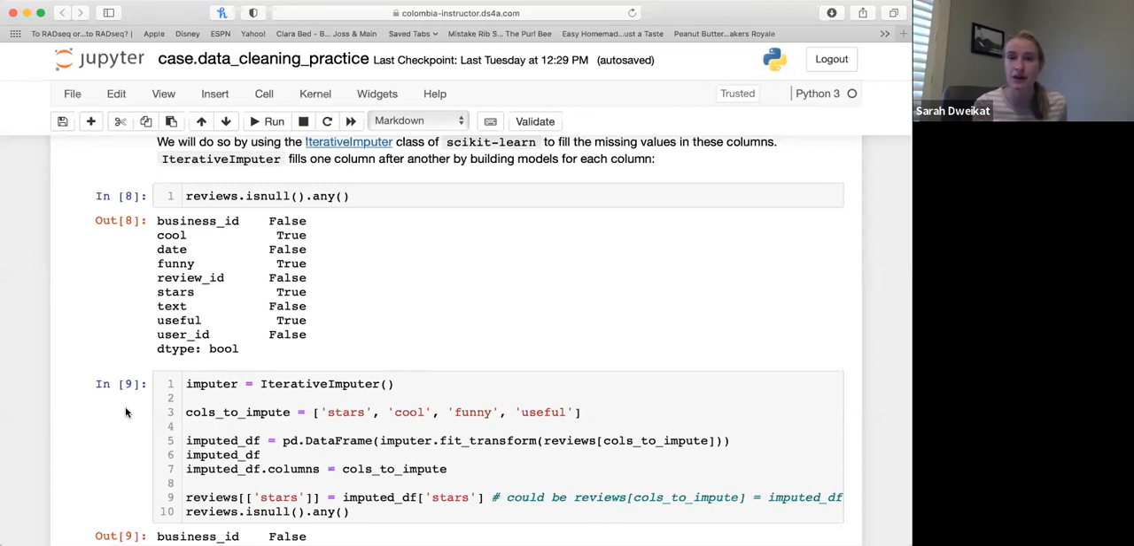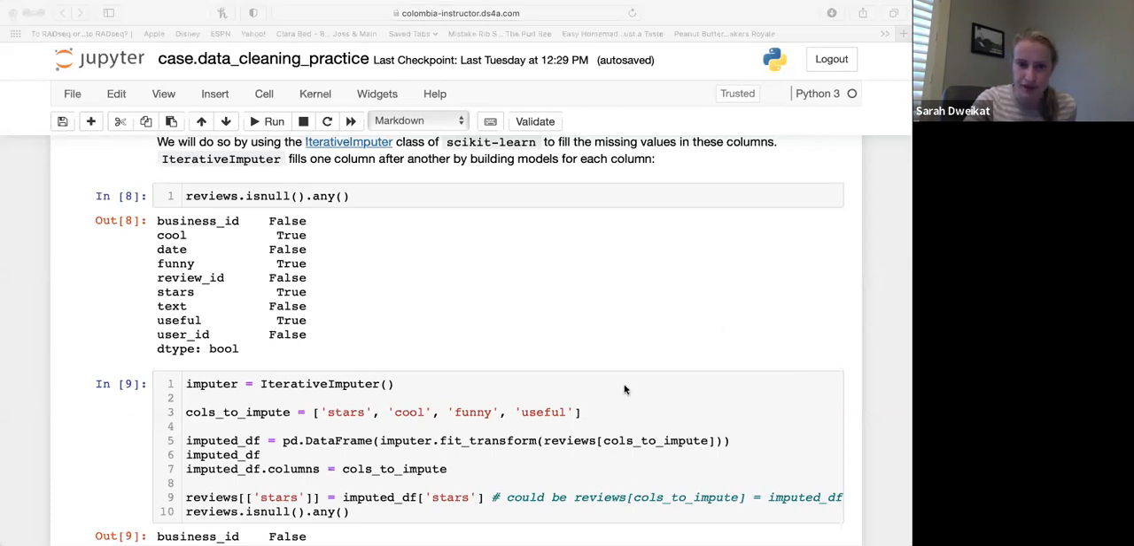So now what we're going to do is fill in those missing values for all 4 of those columns based off of each other. We're going to fill in stars based off of cool, funny, and useful. We're going to fill in cool based off of stars, funny, and useful. So we're going to try to fill in our missing values based off of the data that we do have for other columns.